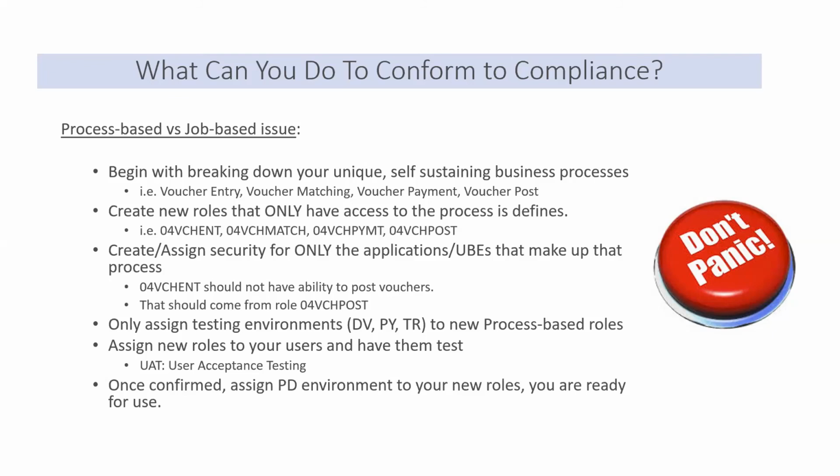So basically go through a UAT, a user acceptance testing. When they log into DB, PY, or TR, and not PD, they'll be basically in a testing scenario, a testing environment. And you haven't done anything else. You haven't had to change mapping, new tables, new OCMs, new environments. You're allowing them to test functionality in your current system, and you're also allowing yourself to fix your compliance issues in your current system. And then once confirmed, assign the PD environment to your new roles. You're ready for use. You're ready for go live.